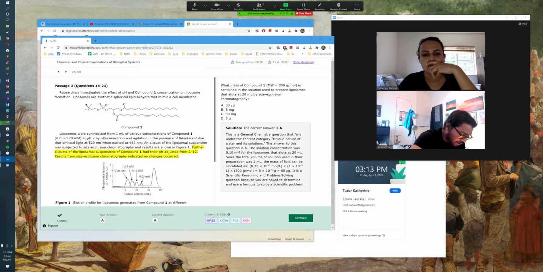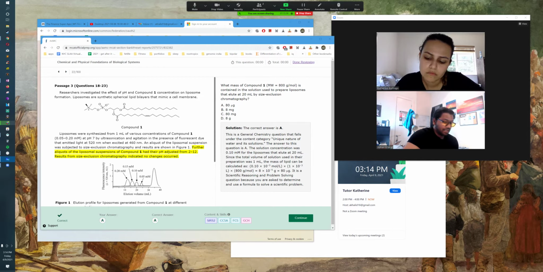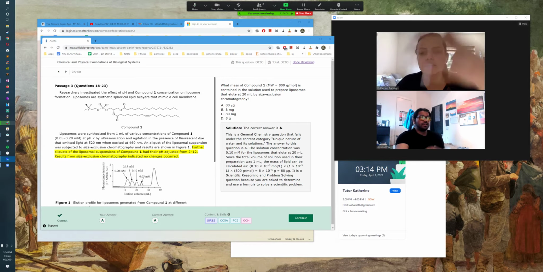We know the molarity is 0.1 E negative 3 molar. We know the volume is 20 E negative 3 liters. So how do we get moles? We just divide by the... What's a molar? This molarity is 0.1 moles per 1 liter. So if we have 0.1 in 20 times 10 to negative 3, we just have to divide it.